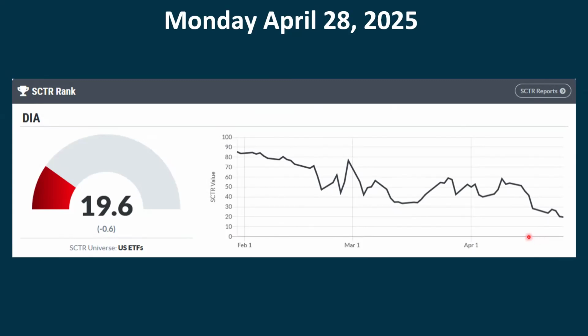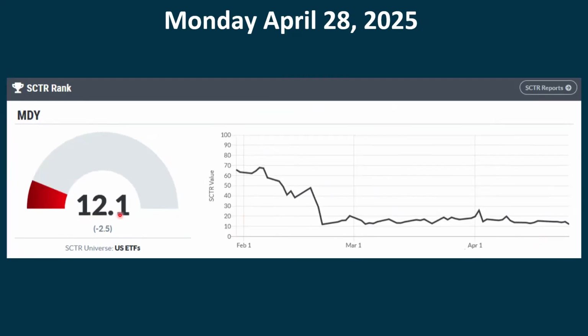Well, right now, the Dow has dropped from first place, where it was for quite a while, down to, I think this is third or fourth place here. This is at 19.6. So it's really showing some weakness. Then the mid caps, which have really been struggling, but at least they're in double digits. They're coming in at 12.1.